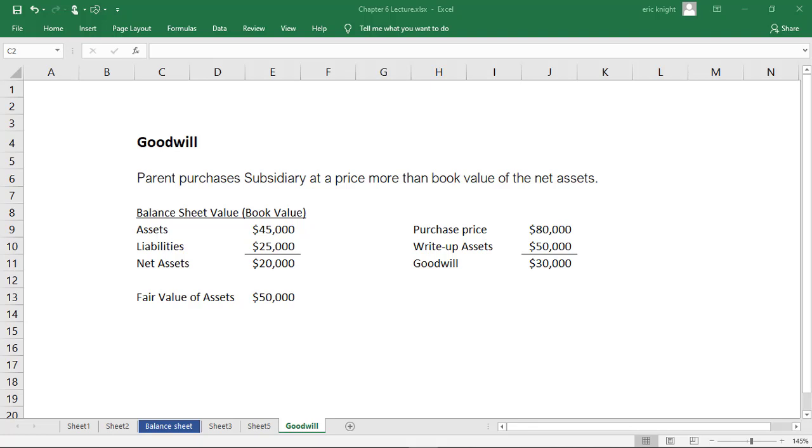Now the assets based on a fair value calculation would be $50,000. Now the parent purchased the sub at $80,000. So that means we're going to write the assets up to fair value of $50,000, and whatever is left is called goodwill. So the goodwill has nothing to do with donations or charity or anything like that. It has to do with when you purchase a business and you pay more than the value of the assets, that extra amount that's left over is called goodwill.